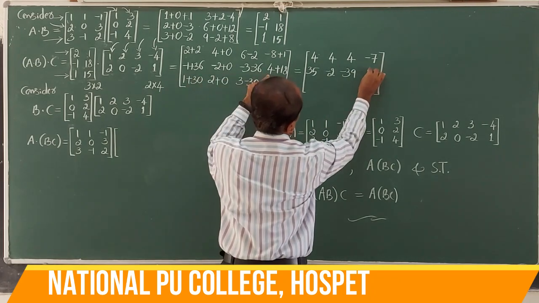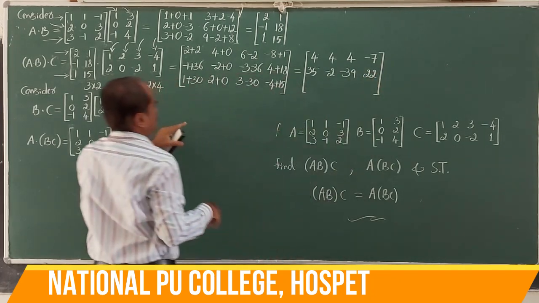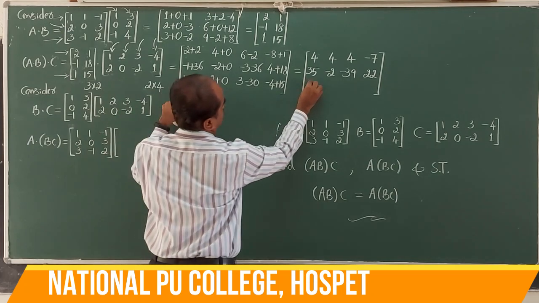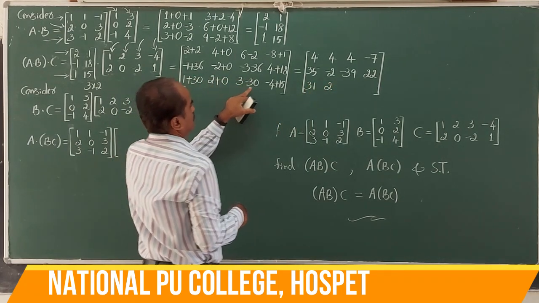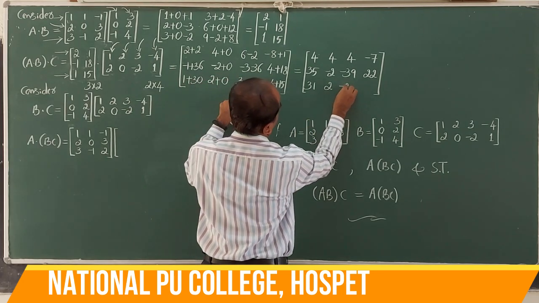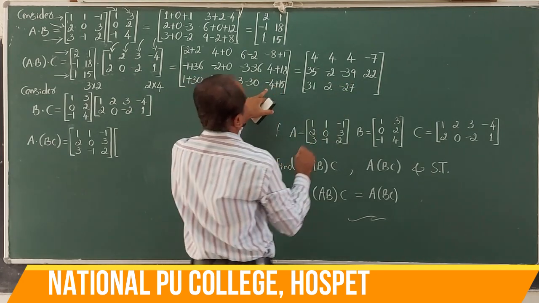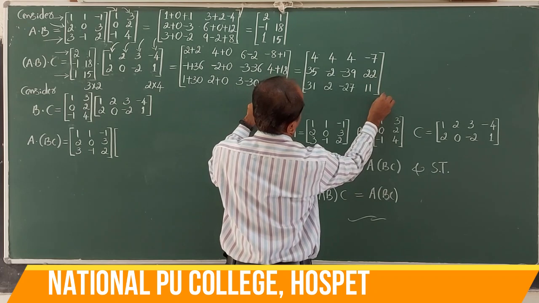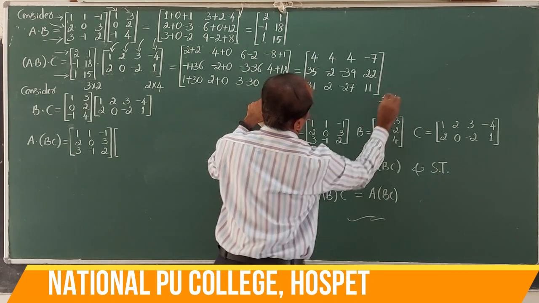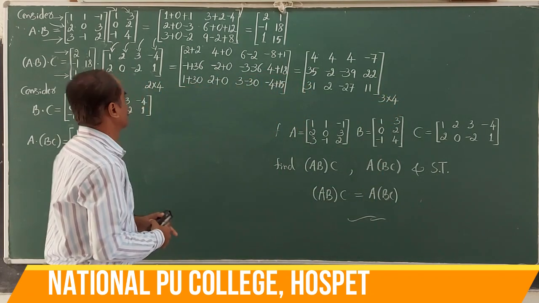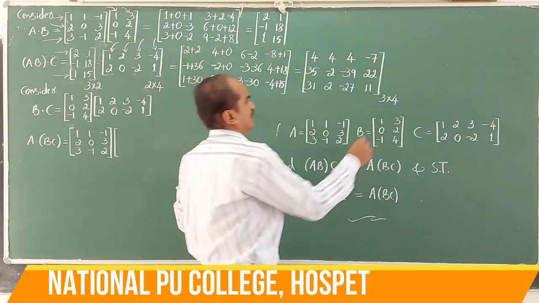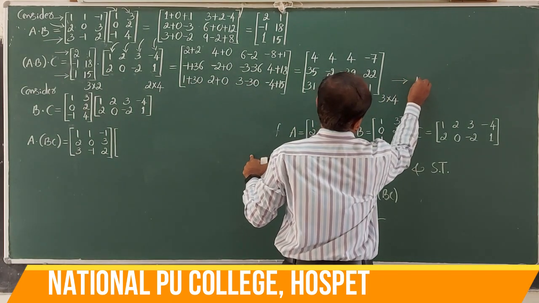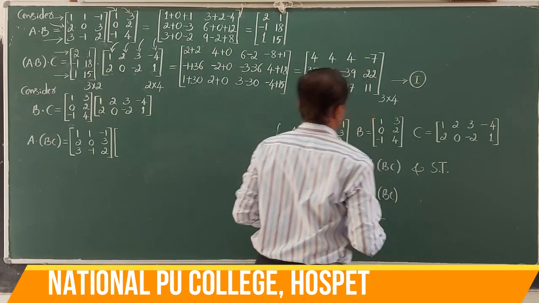18 plus 4, 22. 30 plus 1, 31. 2 plus 0, 2. Minus 30 plus 3, minus 27. 15 minus 4, it is 11. So it is a 3 by 4 matrix. So we completed AB into C. So I will write it as equation 1.